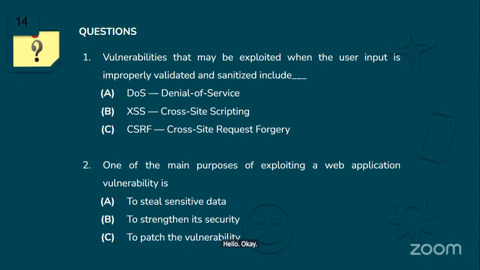So here we have the question. Vulnerabilities that may be exploited when the user input is improperly validated and sanitized include: A, DoS; B, XSS; C, CSRF.